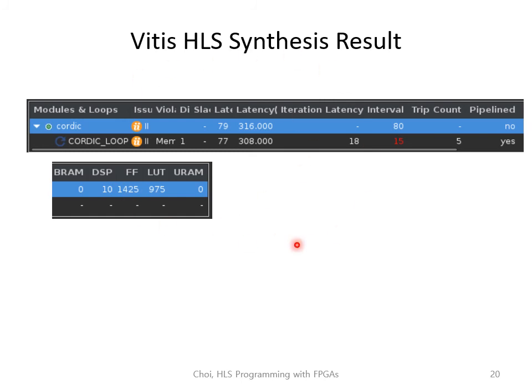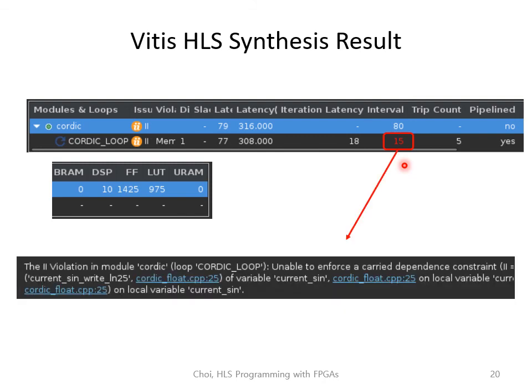So this is the synthesis result of the CORDIC baseline implementation. The report tells us that the loop was automatically pipelined, which is good. But the problem is that the II is currently 15, which means that it takes 15 cycles per iteration. This definitely is not a good sign. To find out the reason, let's look at the guidance tab. The tab says that it was unable to enforce a carry dependence on current sign. So let's go back to the code to figure out what's going on.